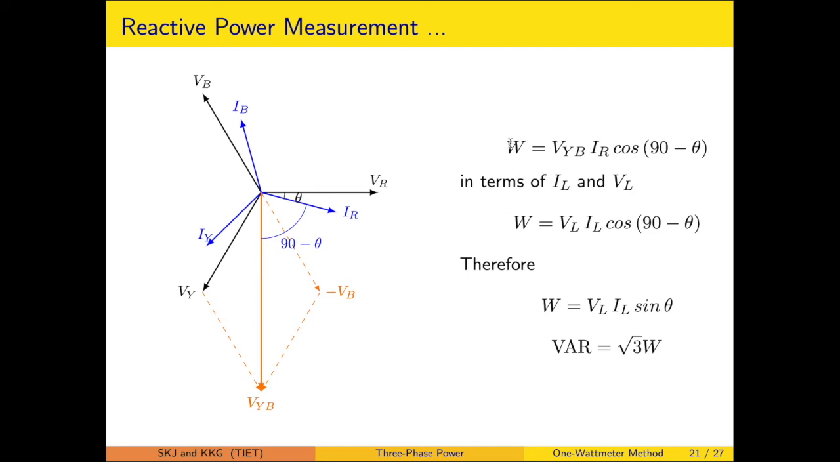W is VYB into IR cosine of 90 minus theta. In terms of the line parameter, this comes out like this. Cosine of 90 minus theta yields sine theta, so the expression is like this. When we multiply by root 3, it gives us the 3-phase reactive power by a single measurement.